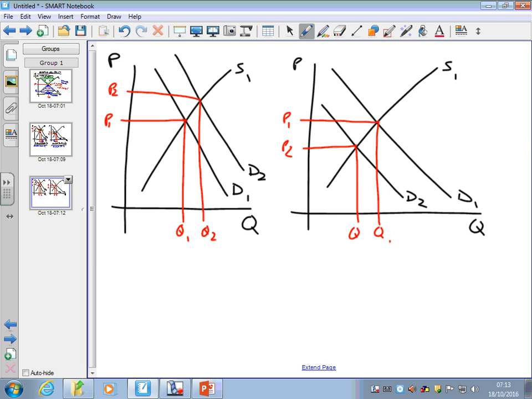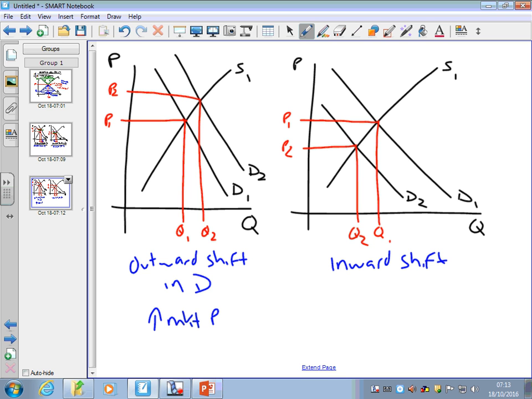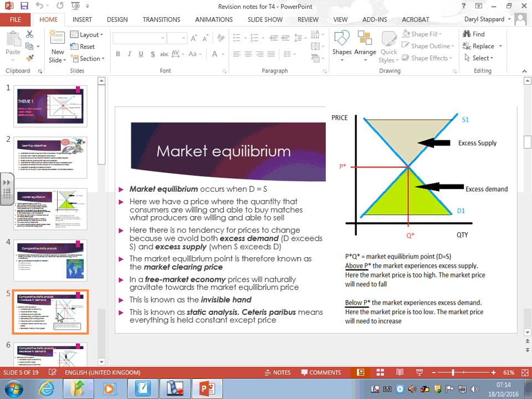We get this. Okay, so what hopefully you've picked up is that when we get this outward shift in demand, it will lead to an increase in the market price. High demand will force up the market price. Inward shift will lead to lower market price. Right, now what you've already got in your notes is, let me find it, this.